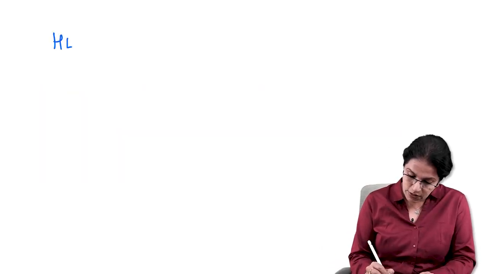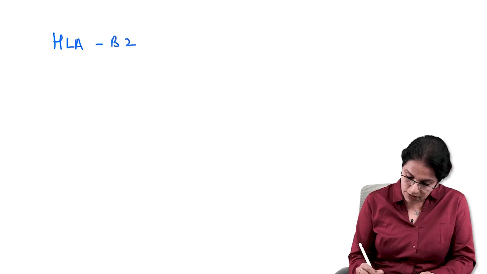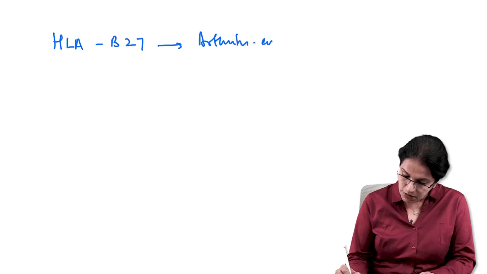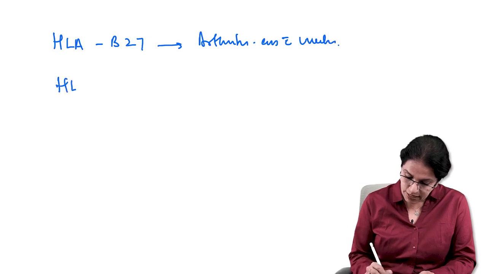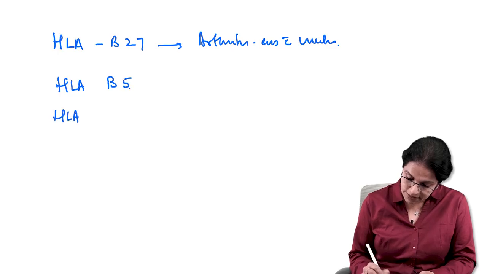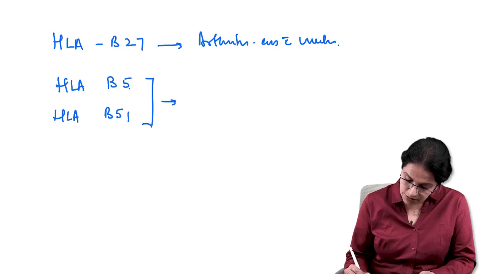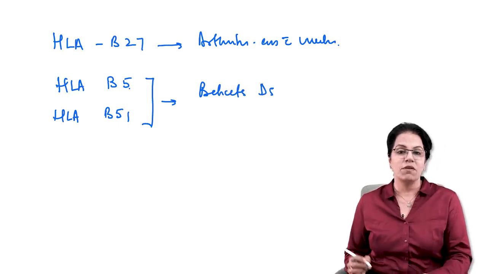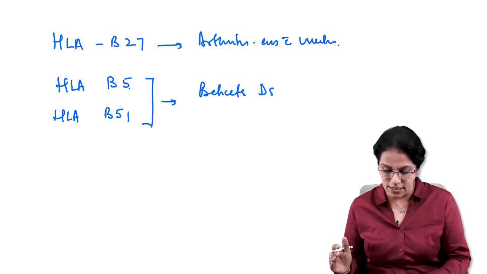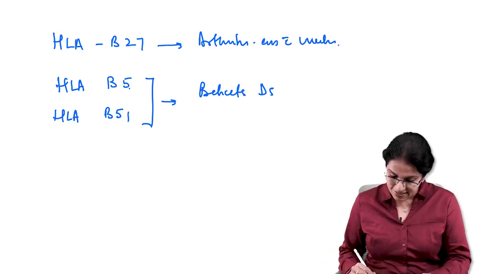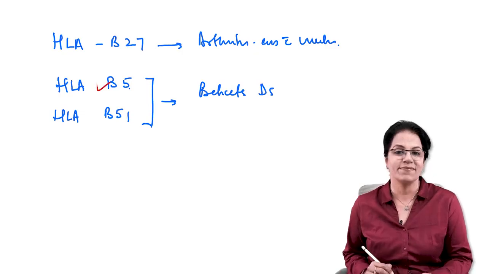Let's learn it. First is your HLA B27. We have learnt already that this is your arthritis associated with uveitis, right? Second is what? We have to know about HLA B5 and HLA B51. Now both HLA B5 and HLA B51, these are associated with Behçet's disease, okay? B5 and B51, Behçet's disease. But if both are given, then we mark B5, right?